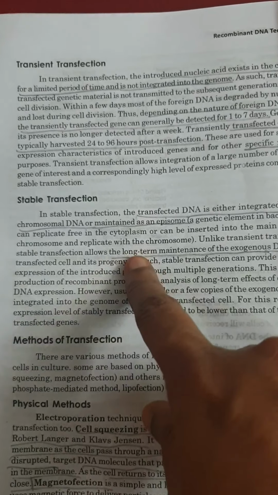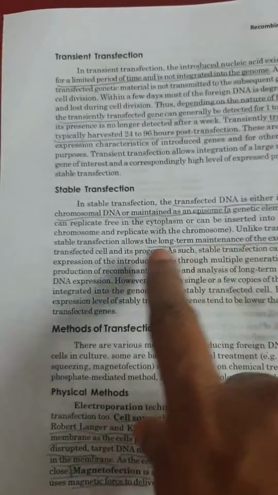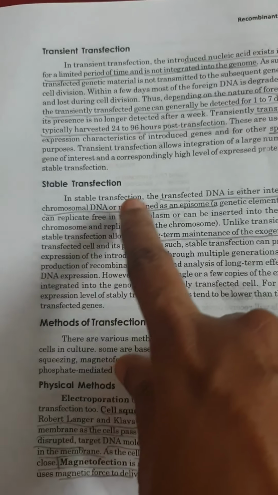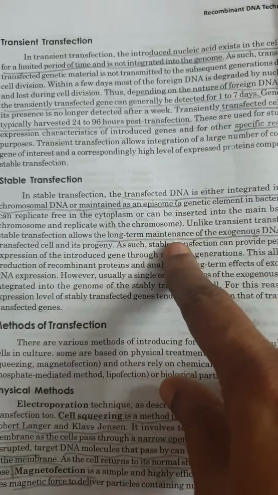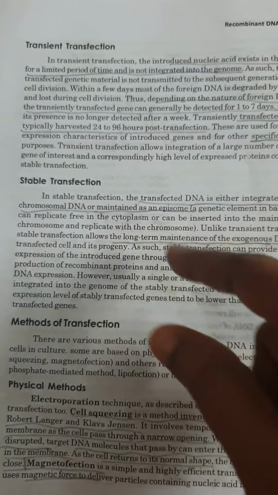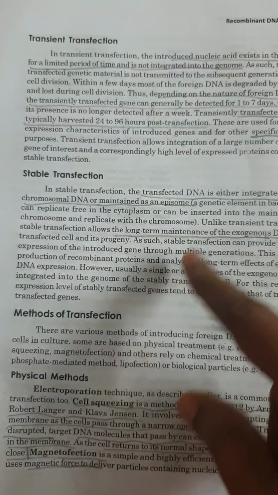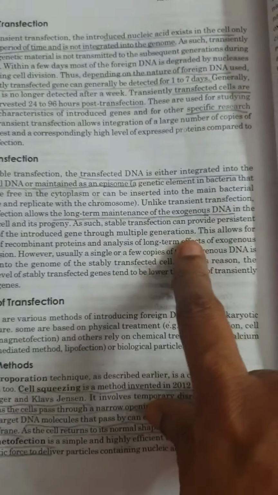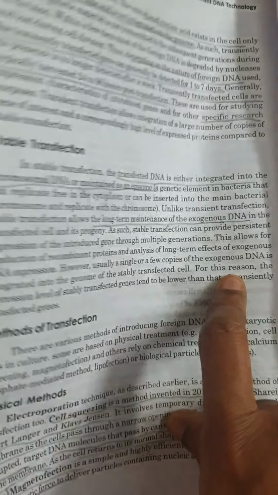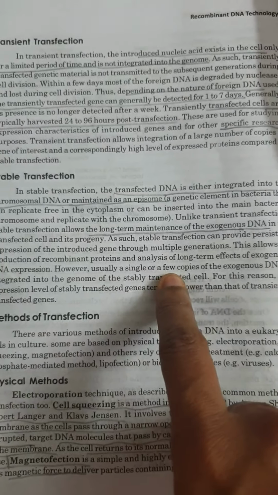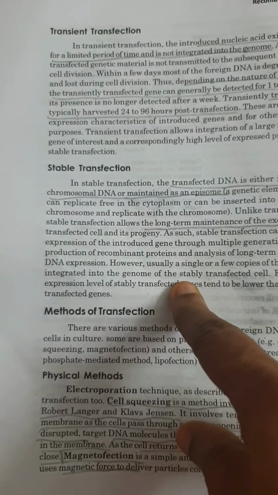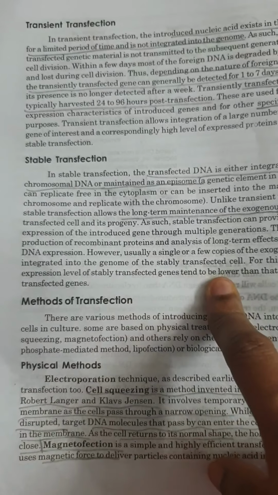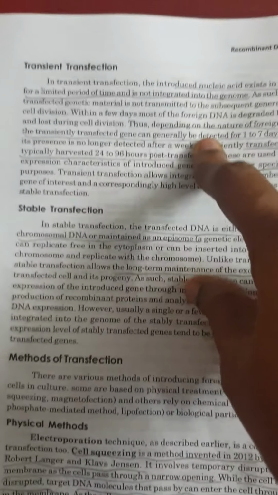So long-term maintenance of exogenous DNA in the transfected cell is possible in stable transfection. It can remain there and be transmitted to the next generation; these genes are transmitted to multiple generations. Usually a single or few copies of exogenous DNA are integrated into the genome. Only a few copies are integrated, so expression is low compared to transient transfection.